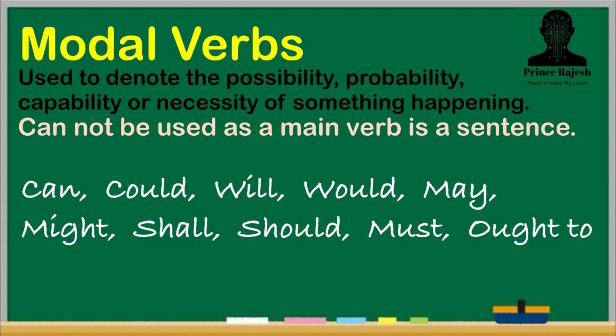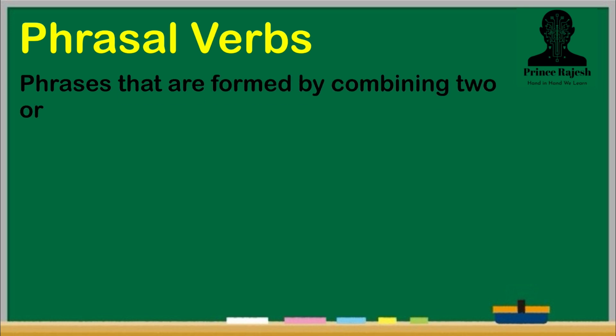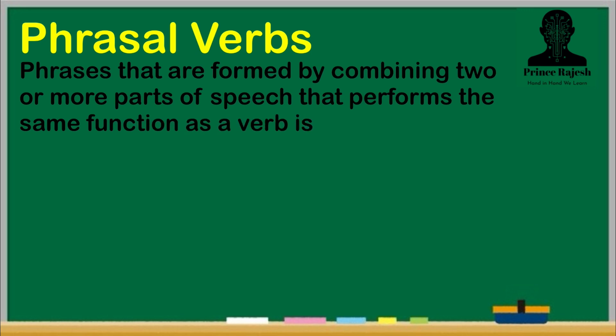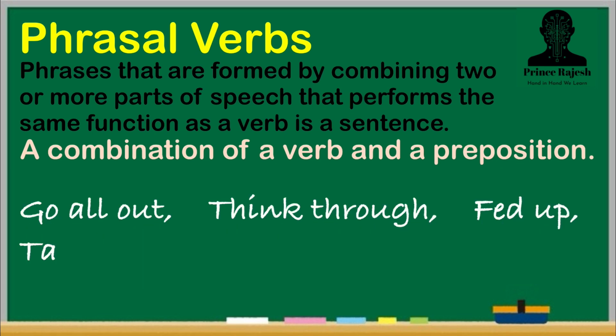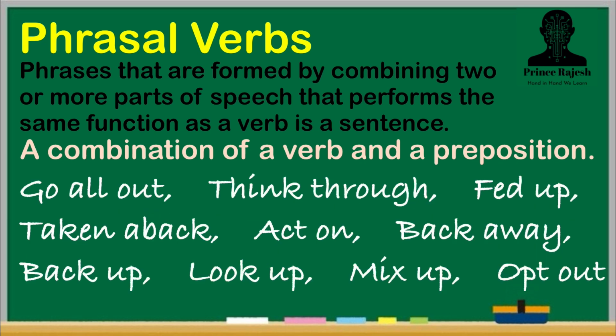Now let's see phrasal verbs. Phrasal verbs include phrases that are formed by combining two or more parts of speech that perform the same function as a verb in a sentence. In most cases, a phrasal verb results from a combination of a verb and a preposition. Some examples of phrasal verbs are go all out, think through, fed up, taken aback, act on, back away, back up, look up, mix up, opt out.